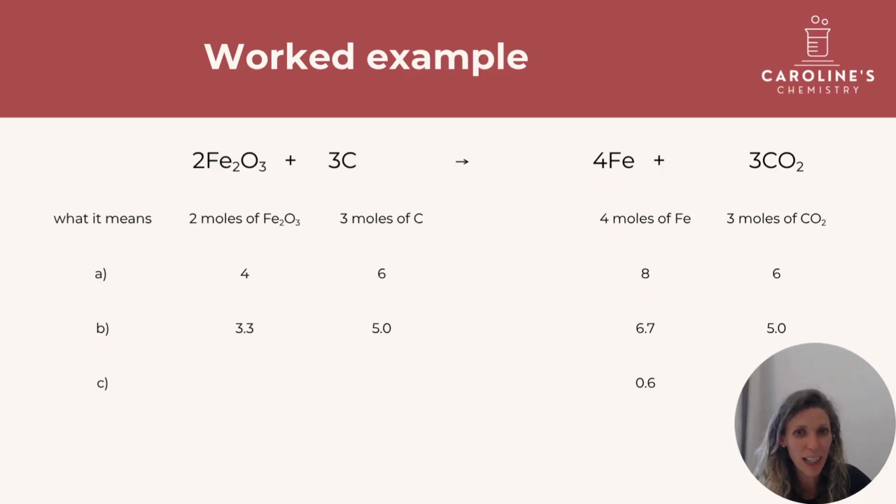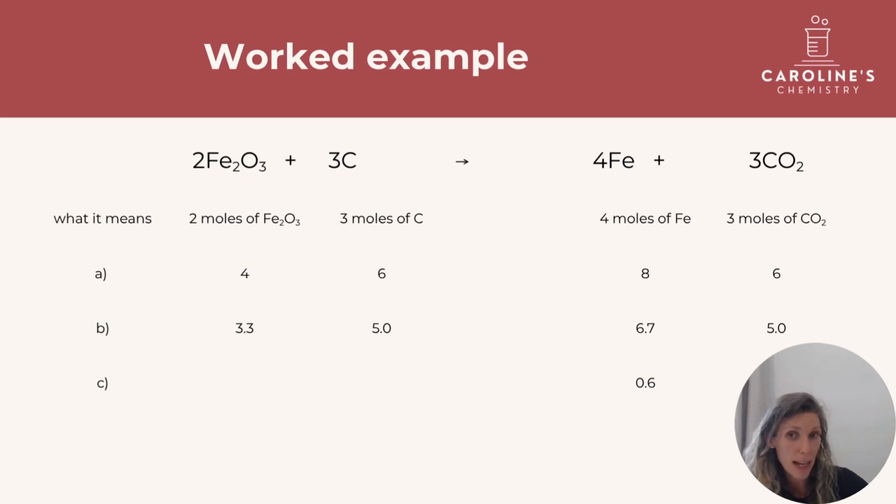Now let's look at the final example. We're now given 0.6 moles of iron. So let's work that out for the carbon dioxide first. Iron to carbon dioxide is a 4 to 3 ratio. So we can do this on our calculator again. We're going to divide by the first number, 4, and then times by 3. So 0.6 divided by 4 times by 3. That's the moles of carbon dioxide.